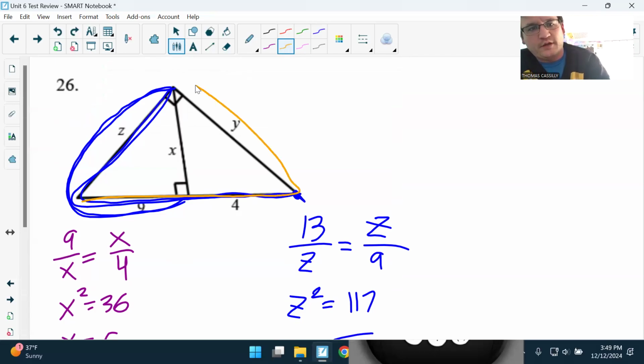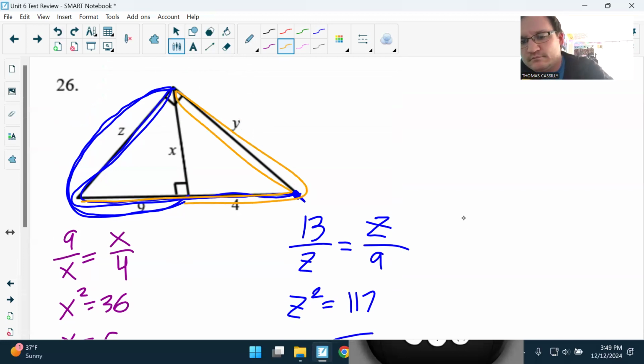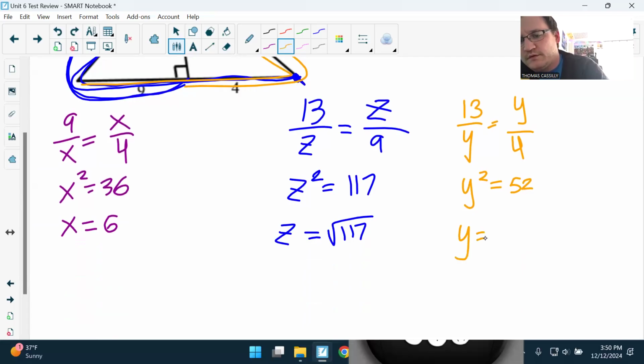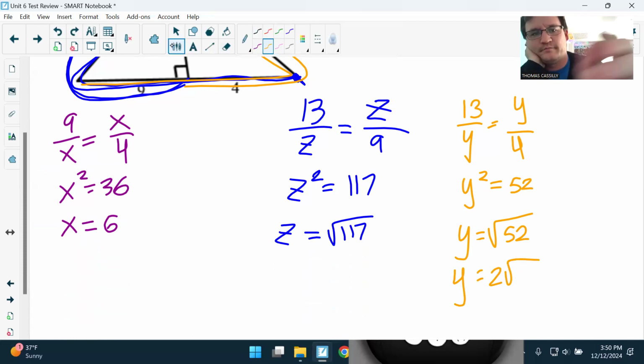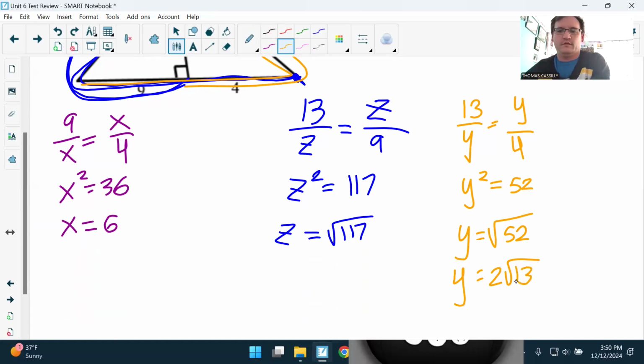Now, fortunately, we can do that same exact pattern to find y. So let's just turn around and throw the boomerang the other direction. I got 13 over y equals y over 4. So we got y squared equals 52. So y equals the square root of 52, and I believe that breaks down. Yes, it does. Y equals 2 square root of 13. Oh, that looks bad. Sorry. Let me fix that.